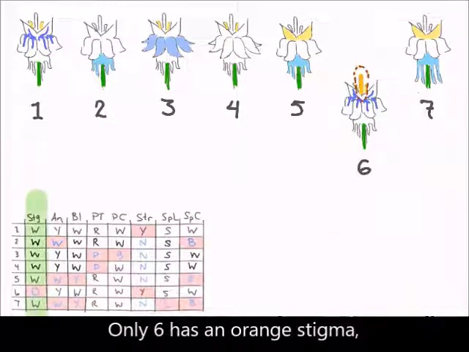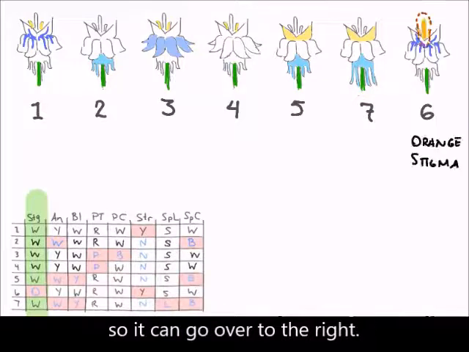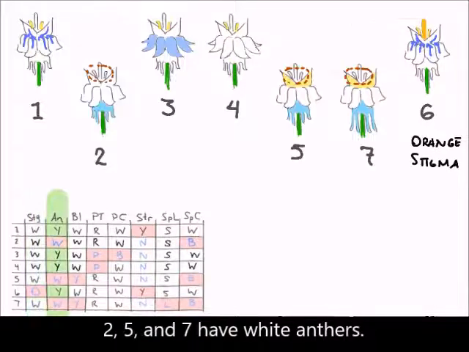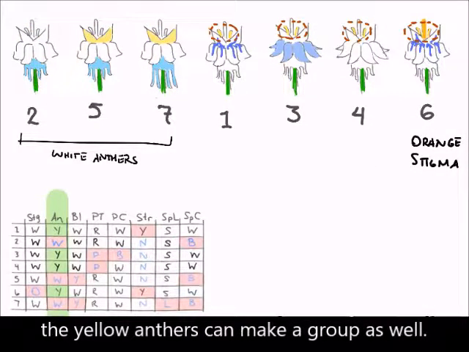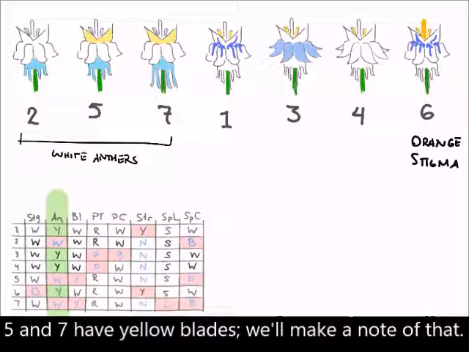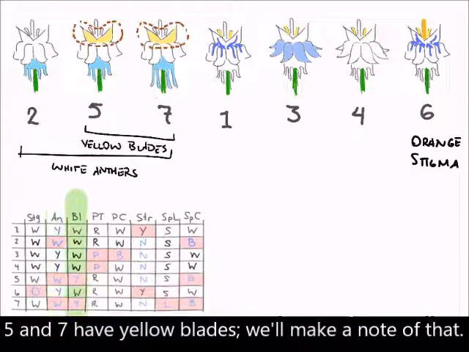Now we go column by column and group the white backgrounds together and the red backgrounds together. Only 6 has an orange stigma, so it can go over to the right. 2, 5, and 7 have white anthers. Let's put them on the left so that the yellow anthers can make a group as well. 5 and 7 have yellow blades. We'll make a note of that.